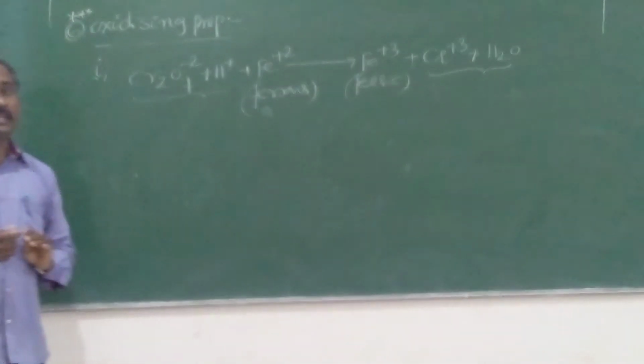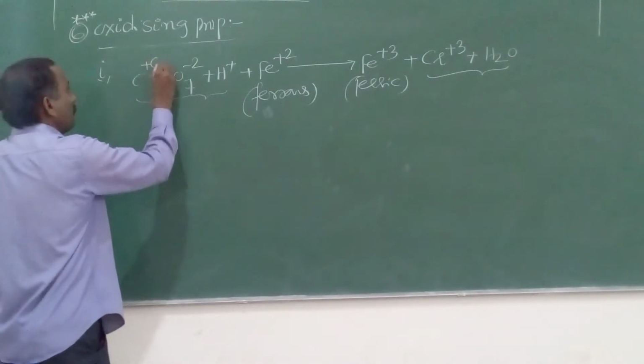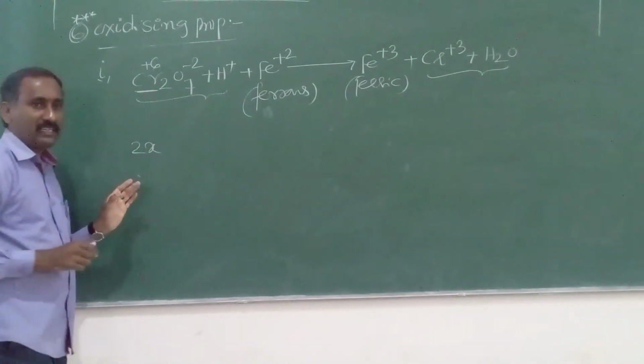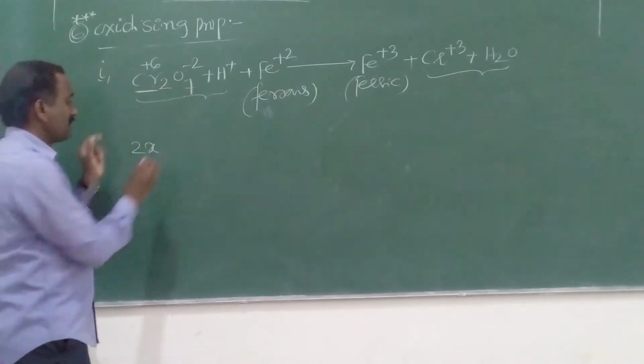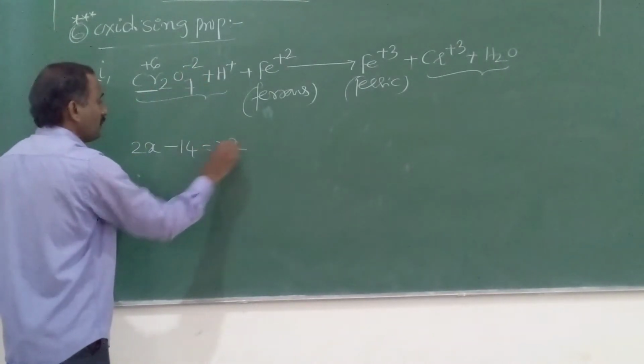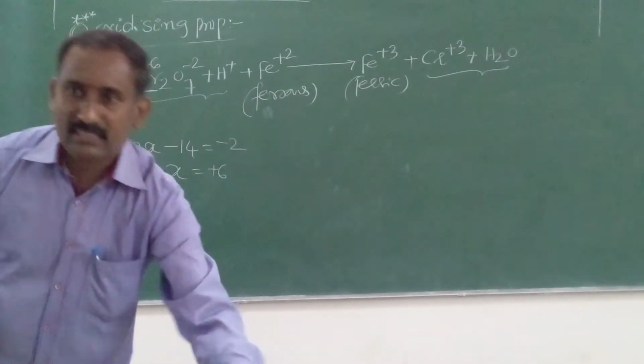Now, based on balancing equations, they are asking questions in the objective exam. Here, how can you balance the equation? In dichromate, let the oxidation number of chromium be x, so 2x. In first year we practiced: each oxygen is minus 2, 7 oxygens are there, minus 14, equal to charge minus 2. Therefore, x equals what? Plus 6. Here, with the help of n factor we can balance the equation.